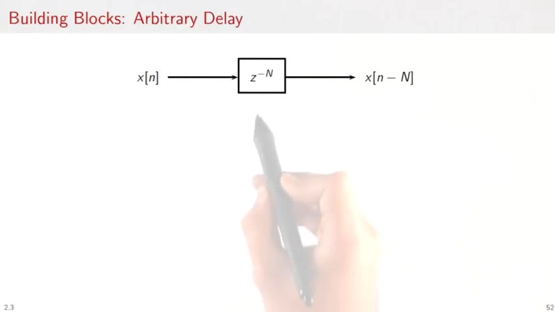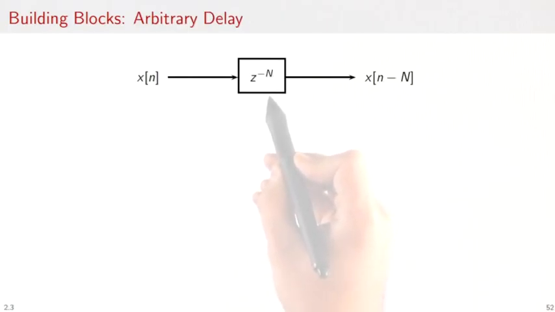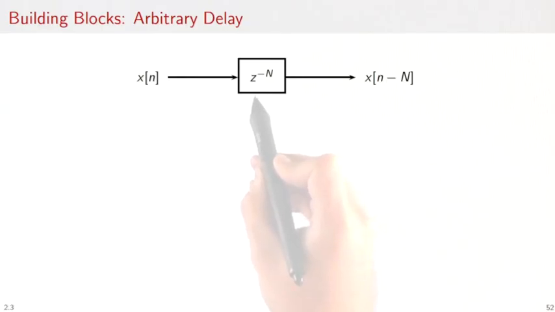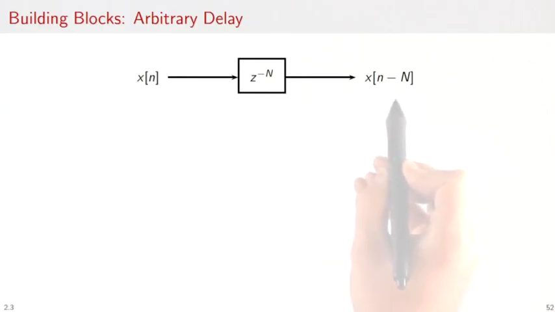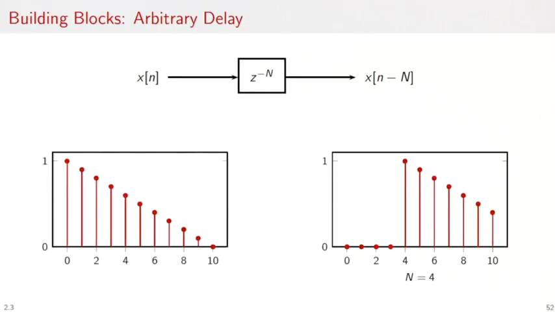If we know how to delay by 1, we certainly can also delay by N. This is denoted by x[n] becoming x[n-N], with capital N. Let us look at our usual signal and delay it by an integer N equal to 4. Now, instead of starting at the origin, it will start at the integer n equal to 4.